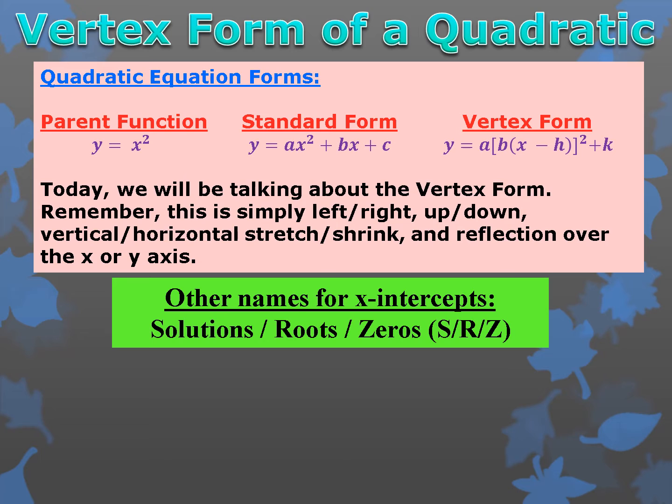And then we've got vertex form. So just like we had the parent function in Unit 3, and then we had the vertex form, or the transformational form, that's the same thing in vertex form. So we've got parent function, y equals x squared. We've got standard form, and then we've got vertex form. Now, today we're going to be focusing on the vertex form.